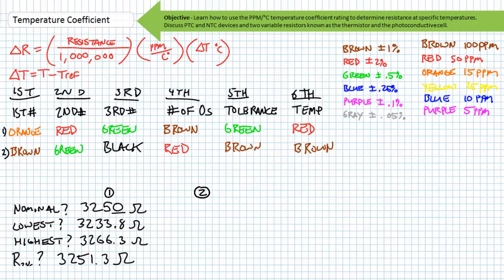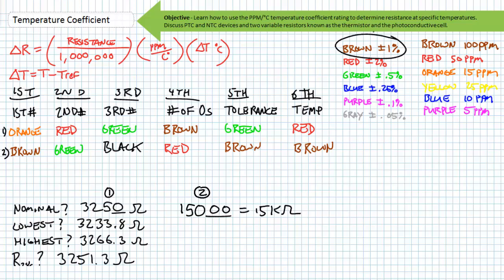Our second example, first band, is brown, which means it starts with a 1. The second band is green, which is a 5. Our third band is a black, which is a 0. And then a red, which means it's followed by 2 zeros. In this case, this is a 15,000 ohm resistor, or 15 kilo ohms.